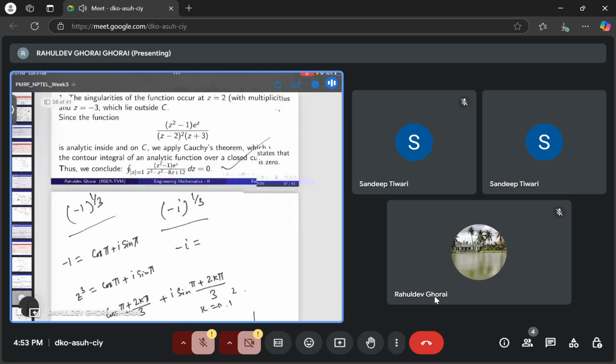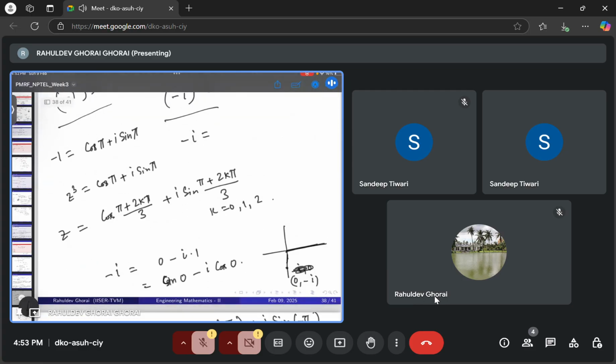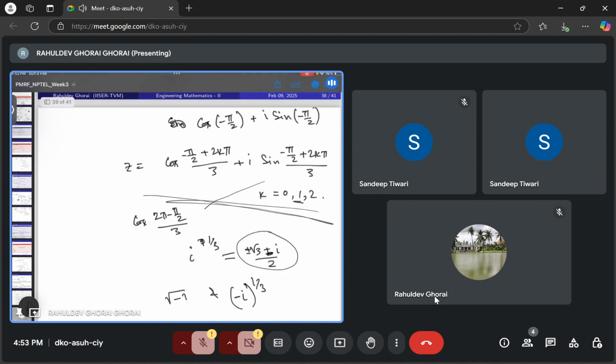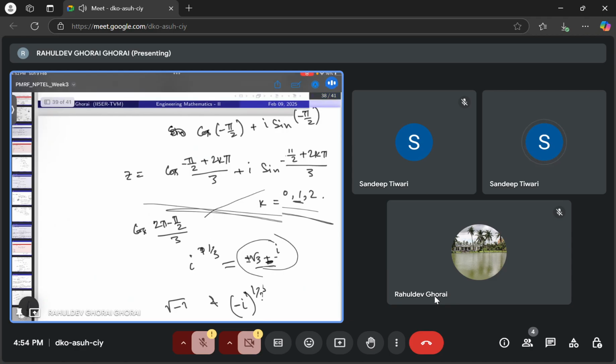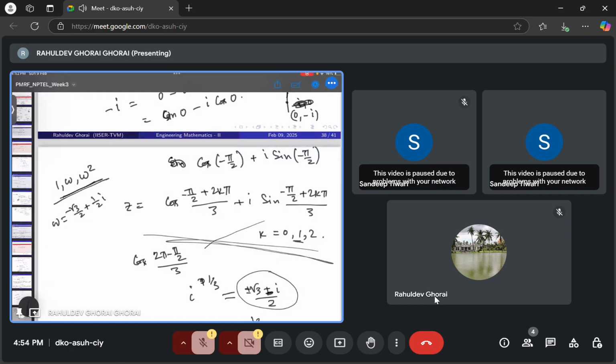We have to see. It's most probably not, because for minus 1 it is pi plus 2k pi by 3, and here it is minus pi by 2 plus 2k pi by 3. You can just put in the values and see what roots you are getting for this, and what roots you will be getting for minus 1. For this one, you will be getting 1, omega and omega square, right? If I am correct, omega is something like square root of 3 by 2 plus 1 by 2 i, plus or minus.